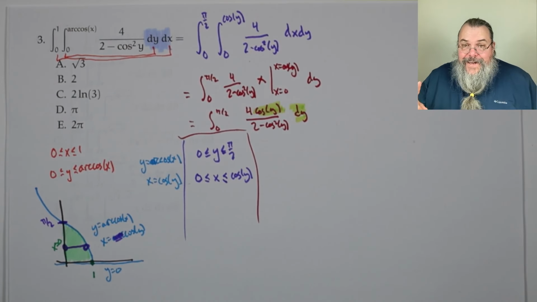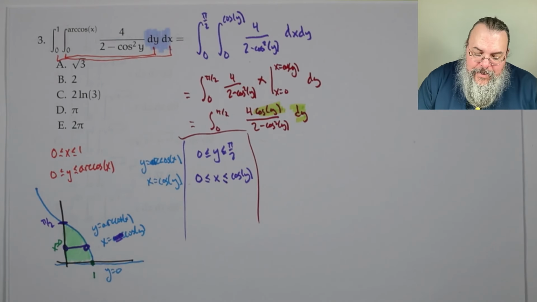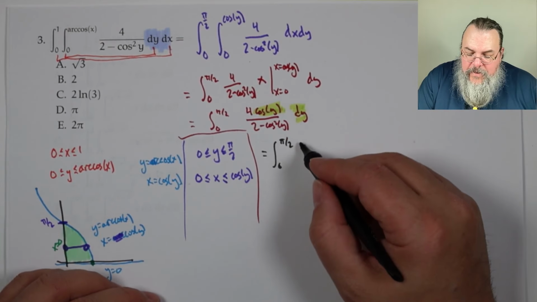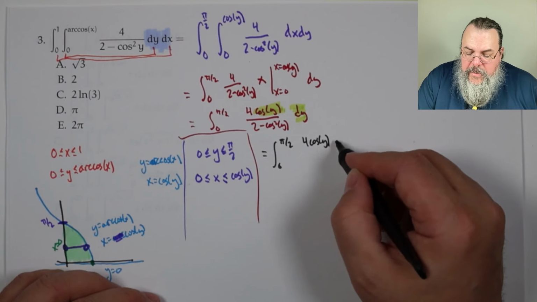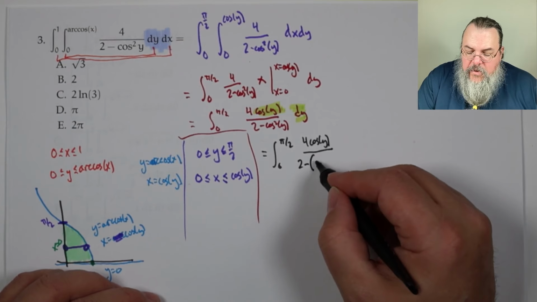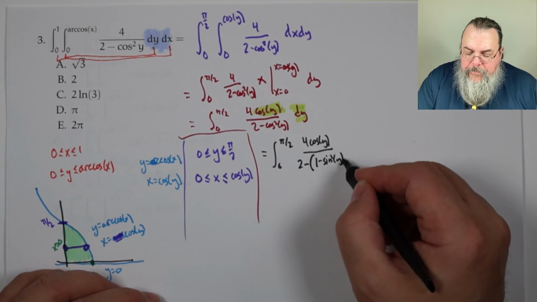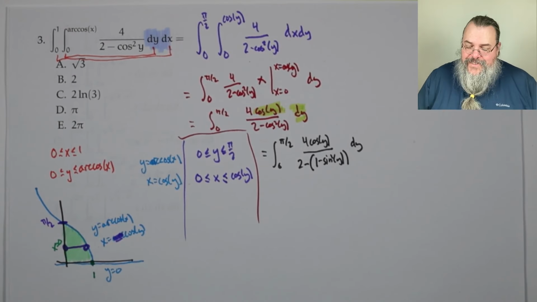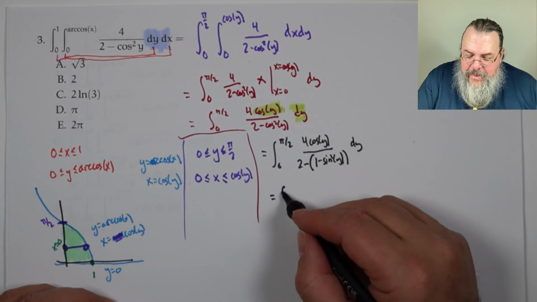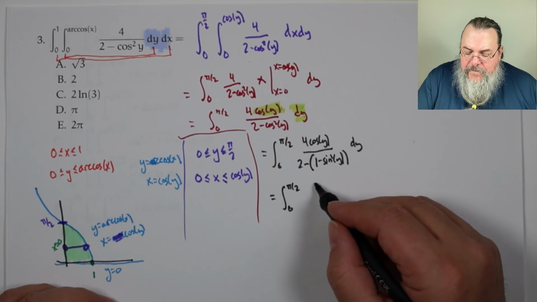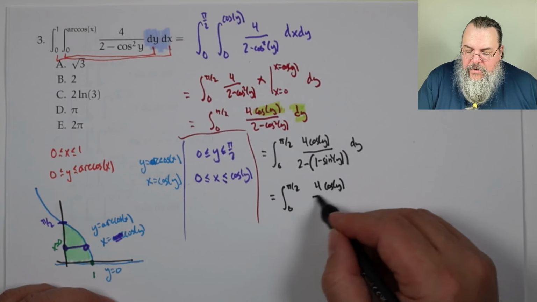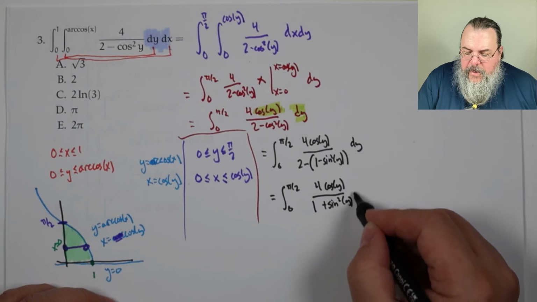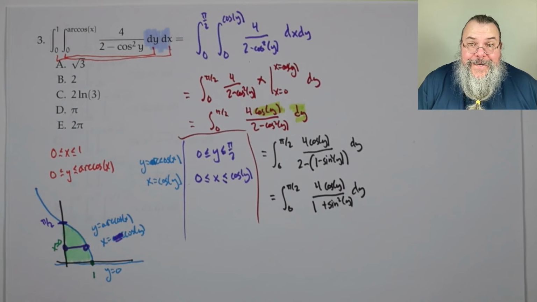Well, we can. Because what do you have? You have cosine squared y. So this is really the integral from 0 to pi halves of 4 cosine y over 2 minus (1 minus sine squared of y) dy, because the cosine squared can become a sine squared and vice versa. Or you say, this is the integral from 0 to pi halves of 4 cosine of y over 2 minus 1, which is 1 plus sine squared of y. Now we're cooking.